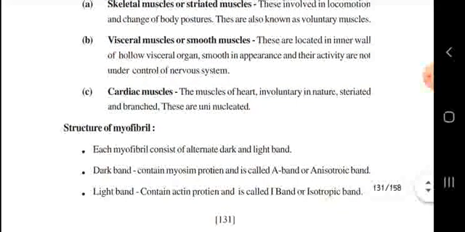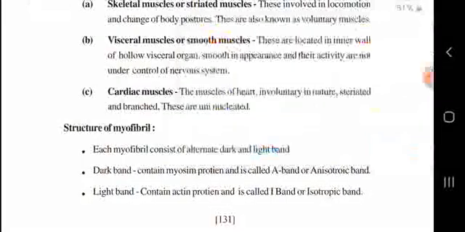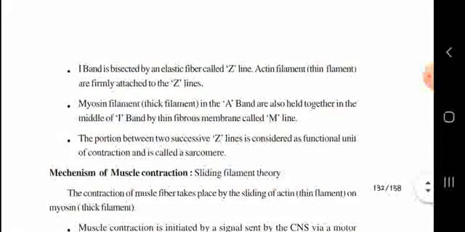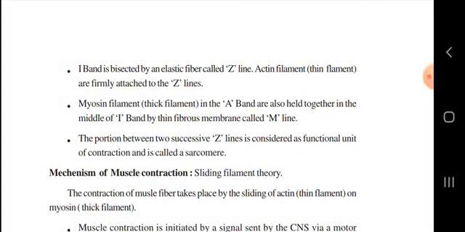Next, myofibril. Each myofibril consists of alternate dark and light bands. The light band contains actin protein and is called the I band or isotropic band. The I band is bisected by an elastic fiber called the Z line. Actin is also called the thin filament and myosin the thick filament, as I just explained in that image.